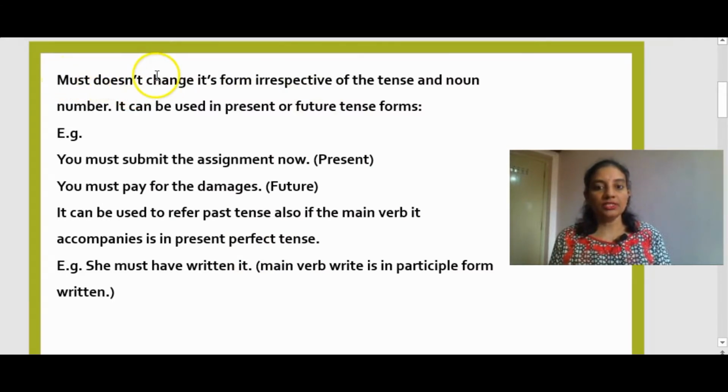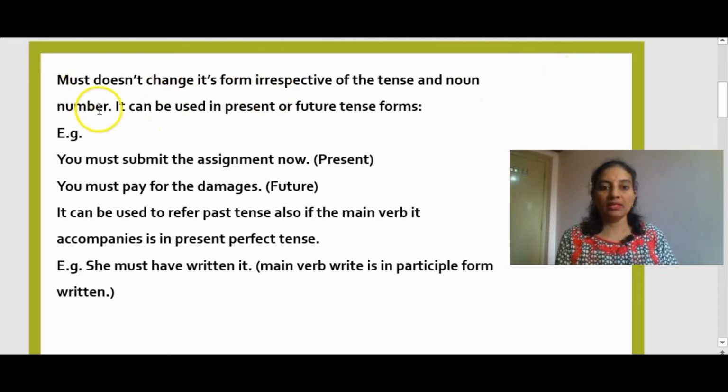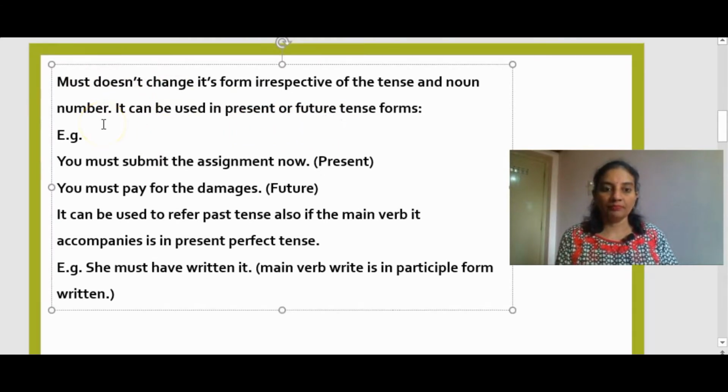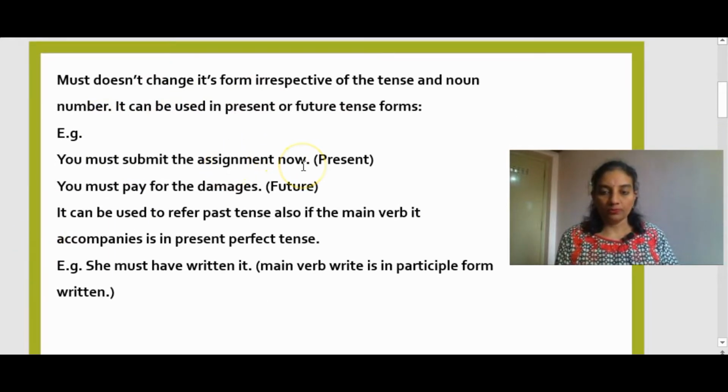Must doesn't change its form irrespective of the tense and noun number. It can be used with any tense without changing its form. Must remains must only. And noun number, I mean to say, whether it's a singular noun or plural noun, must remains the same. It can be used in present or future tense forms. For example, you must submit the assignment now. It refers to present tense. You must pay for the damages in the coming days, in the future tense form.